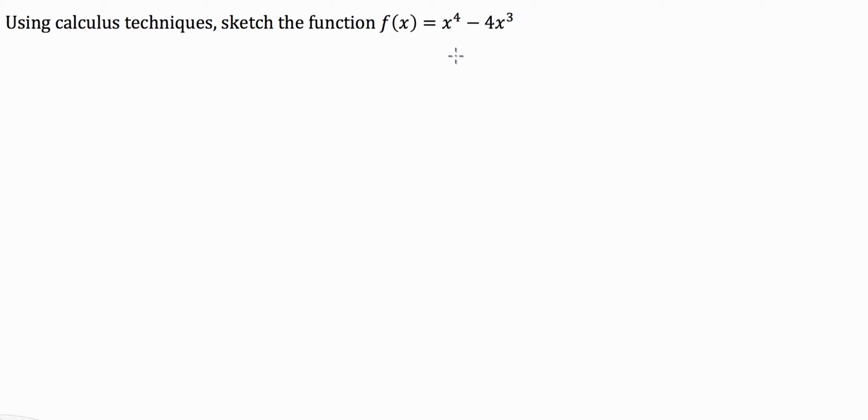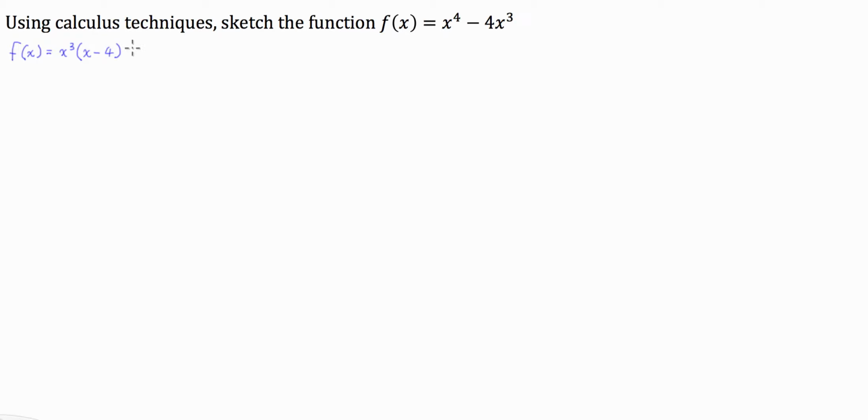So to start with, what I like to do is get the easy things out of the way first. The easiest thing we can do with this function is figure out where it crosses the x-axis, or find our roots. So I'm going to factorize it. I'm going to rewrite the function like this: x to the power of 3 outside of x minus 4.